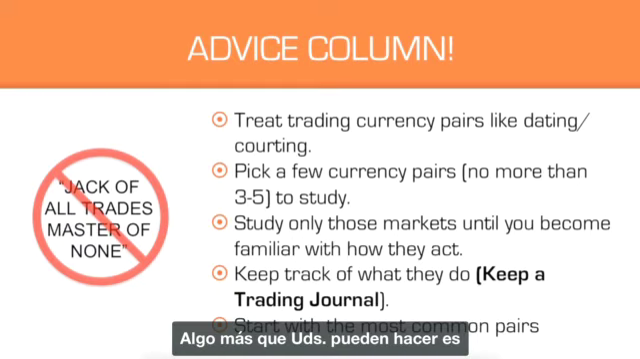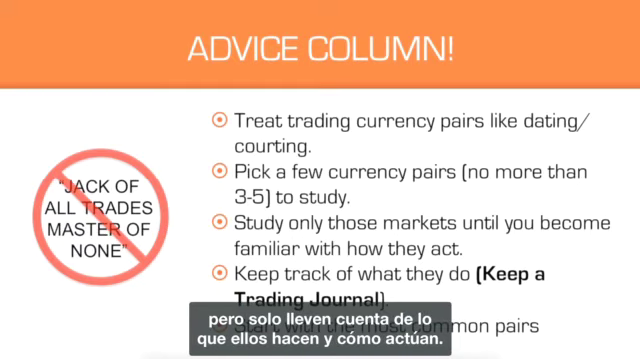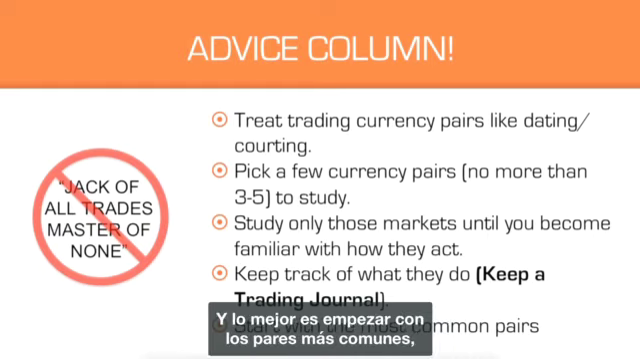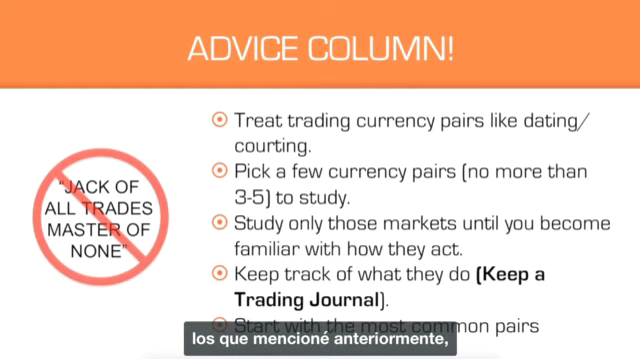Something else you can do is keep a trading journal, which I'm going to actually talk about in future videos, but just keep track of what they do and how they act. And the best thing is to start with the most common pairs, the ones that I had listed earlier. So go back, and if you forgot them, hopefully you were writing stuff down. Start with the most common.